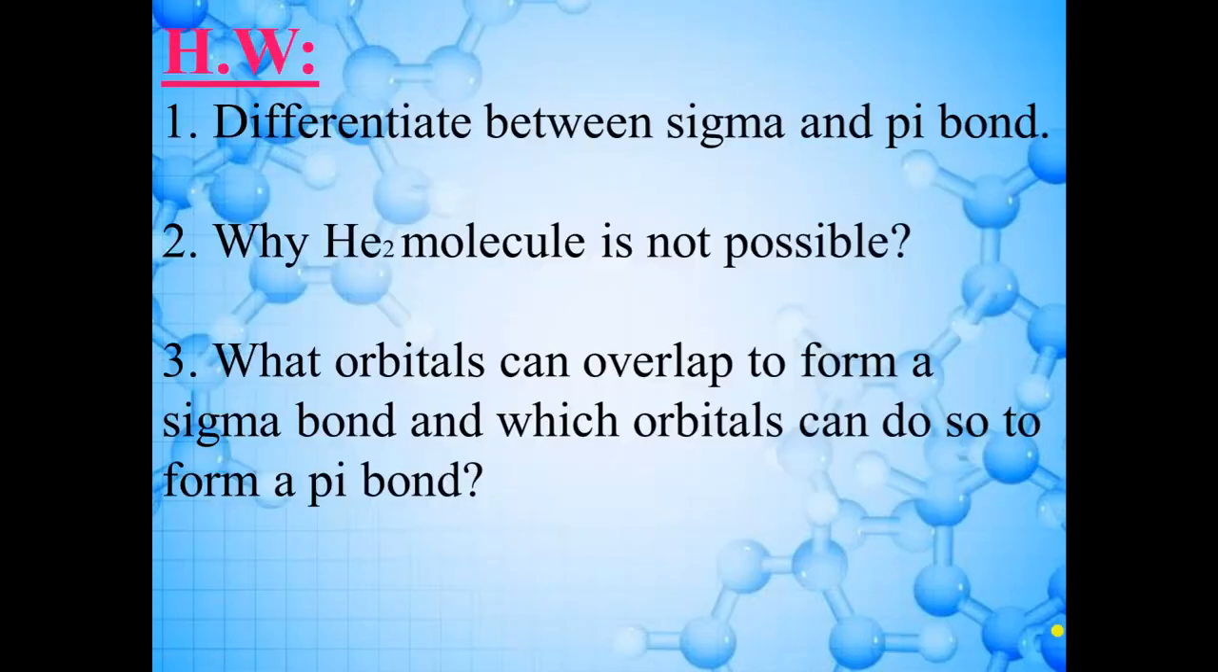So that's all for today, students. Now this is your homework which you have to do today. Differentiate between sigma and pi bond. Why is the helium-2 molecule not possible? What orbitals can overlap to form a sigma bond and which orbitals can do so to form a pi bond? Note down these questions and send these answers to my email ID.